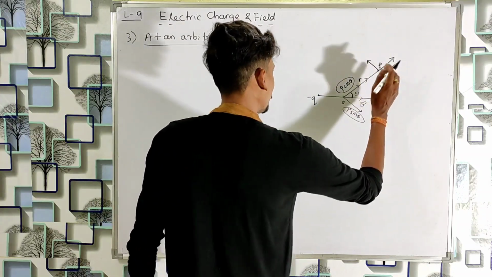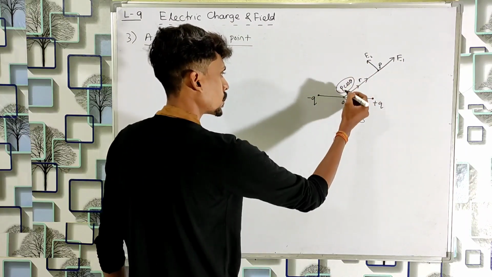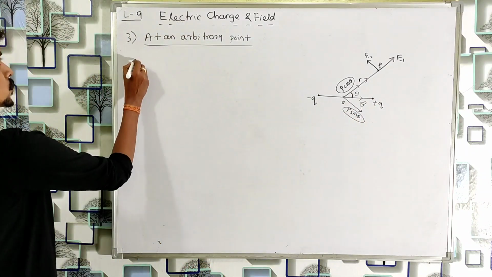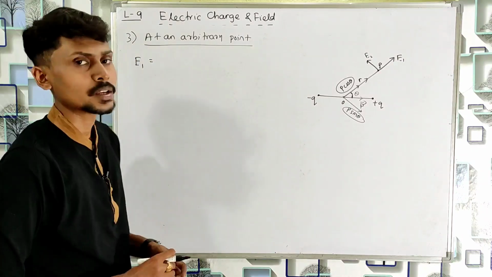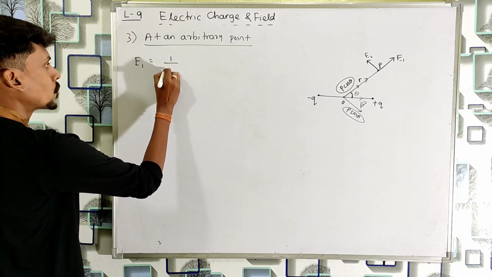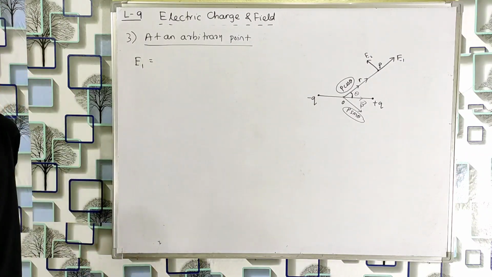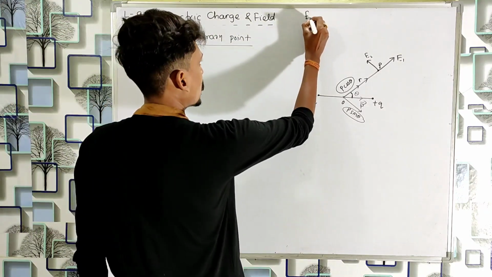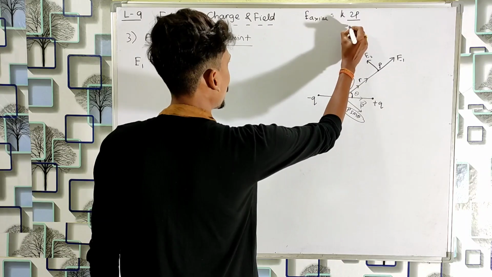So this is E1 and this one is E2. E1 is the electric field due to the P cos theta component and E2 is the electric field due to the P sin theta component. So what will be the value of E1? The value of E1 means the axial electric field. It will be 1 by 4 pi epsilon naught, or you can write K, into, what is E axial? E axial equals 1 by 4 pi epsilon naught, or K, into 2p by r cube.